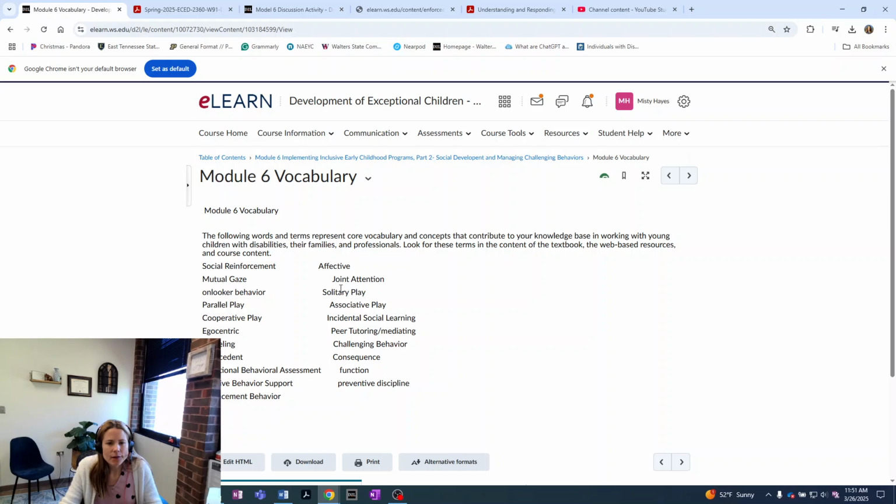Now, let's go ahead and see our vocabulary. Remember, these terms really represent the core vocabulary, or these concepts, if you will. This is going to contribute to your knowledge, right? Meaning that if you understand what these things mean and how they affect you as early childhood educators, then you can develop inclusive early childhood programs that support all learners, right? And it's going to help you with social development and managing challenging behaviors in your classroom, specifically related to early childhood inclusive classrooms. So this is how the vocabulary plays a key role in what you're doing.